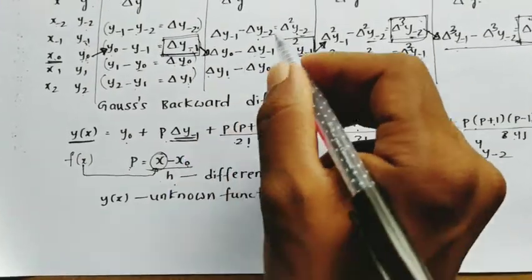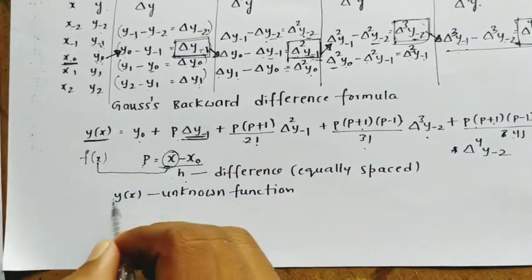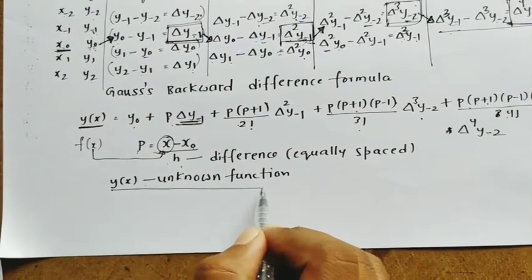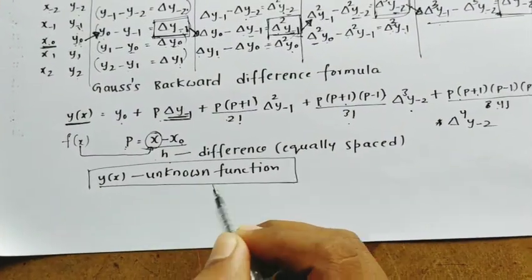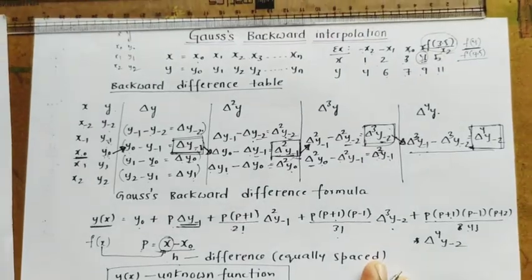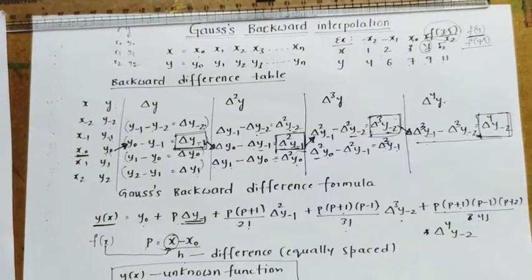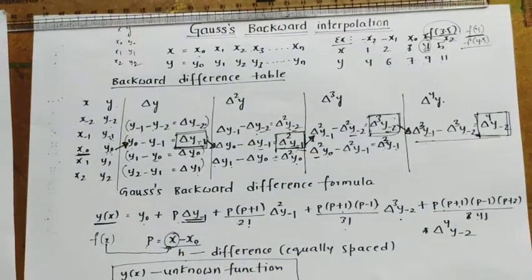Finally, substitute these values in the given formula, and we find the unknown function. In this way we find the unknown function by using the Gauss backward interpolation formula.